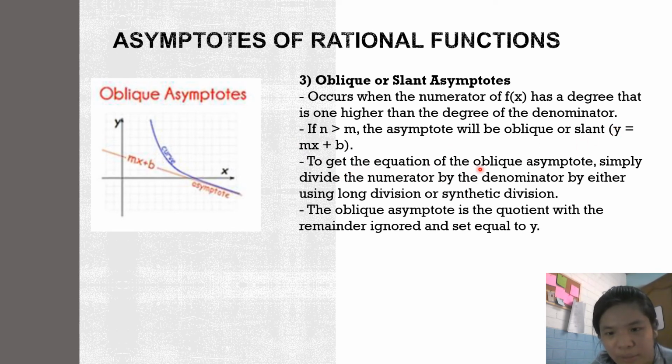So, to get the equation of the oblique asymptote, simply divide the numerator by the denominator by either using long division or synthetic division. So, the oblique asymptote is the quotient with the remainder ignored and set equal to y. So, that's the oblique or slant asymptote.